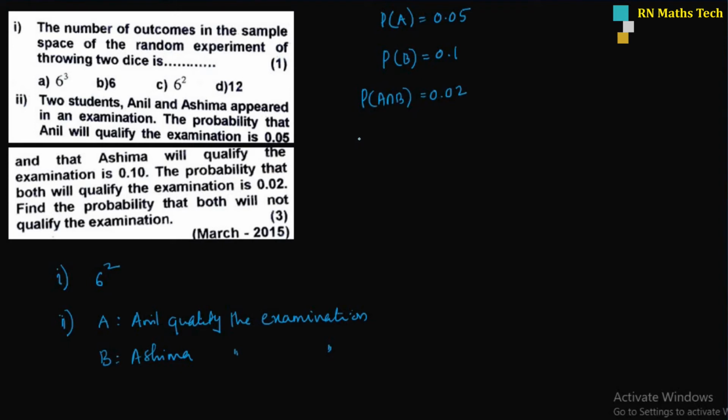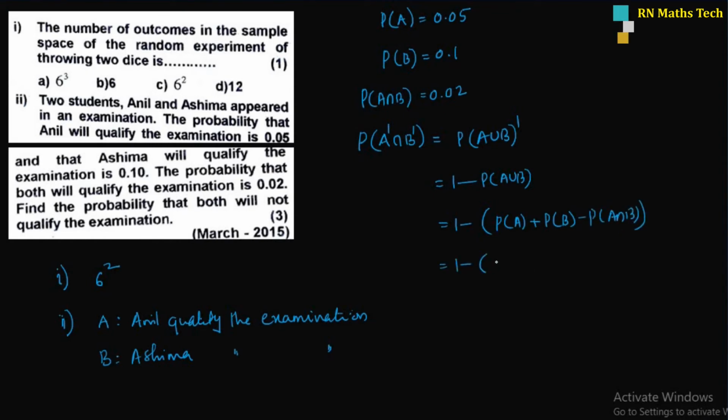That is, we have to find P of A dash intersection B dash. Not A dash union, it is A dash intersection B dash. That is equal to P of A union B the whole dash. That is 1 minus P of A union B, that is 1 minus P of A plus P of B minus P of A intersection B. 1 minus 0.05 plus 0.1 minus 0.02, which is equal to 1 minus 0.13, equal to 0.87.